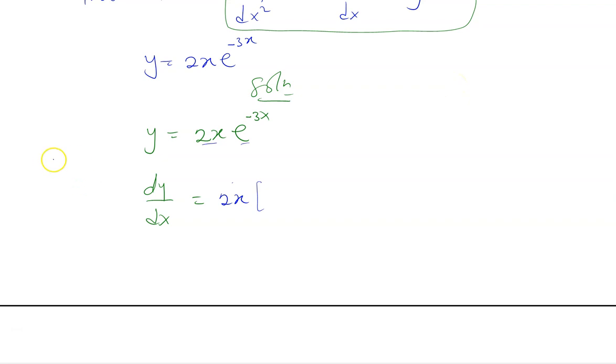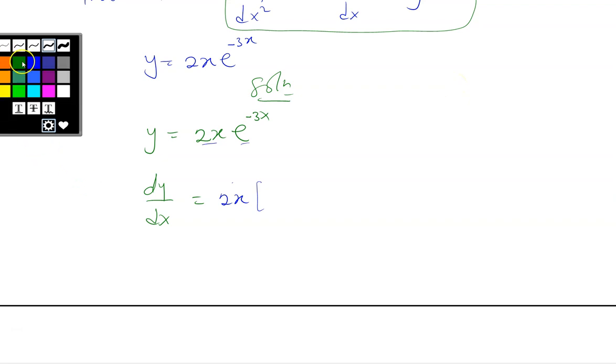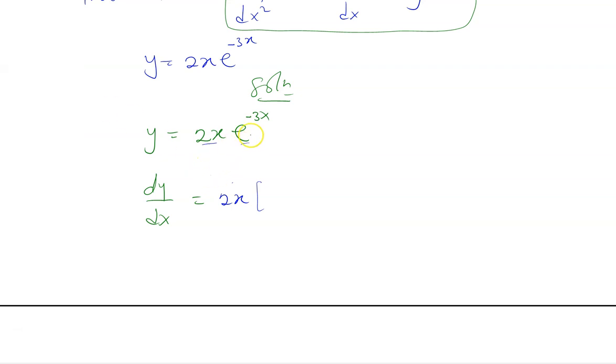Are you okay? So at this point, I know that with product rule, I hold the first one and differentiate the second one. So if I differentiate this, what do I get? I differentiate the second one, and I'm going to get minus 3e^(-3x), right? So I hold this one and differentiate this. Plus, I differentiate the 2x, while I hold the e^(-3x). We get it.